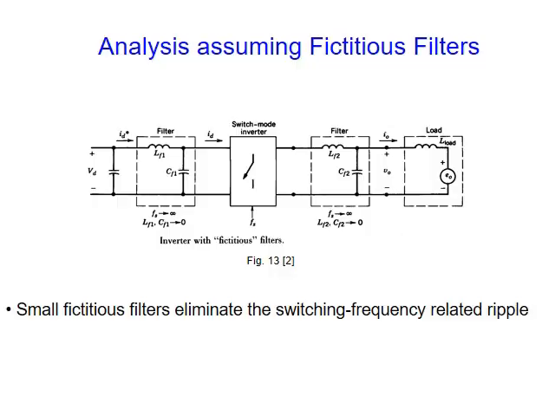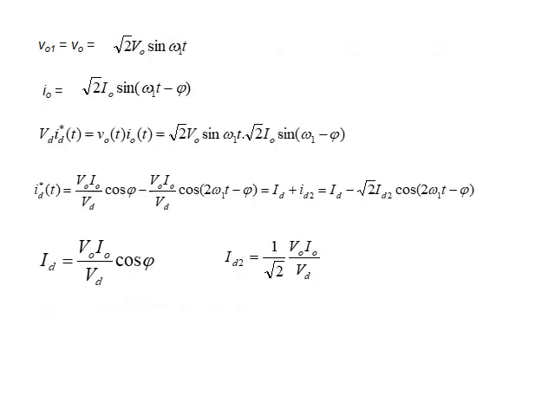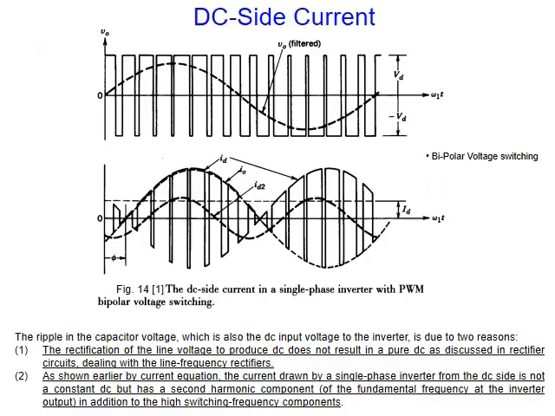Okay, here, double fundamental frequency. So this is the second item. And for I output is the dotted line here, sinusoidal. But ID, the supply current, will look like this, which is highly distorted.